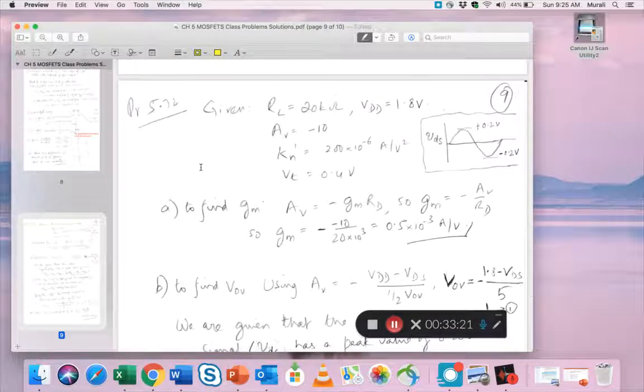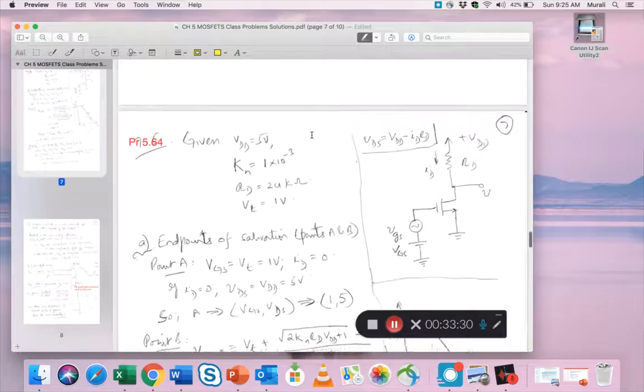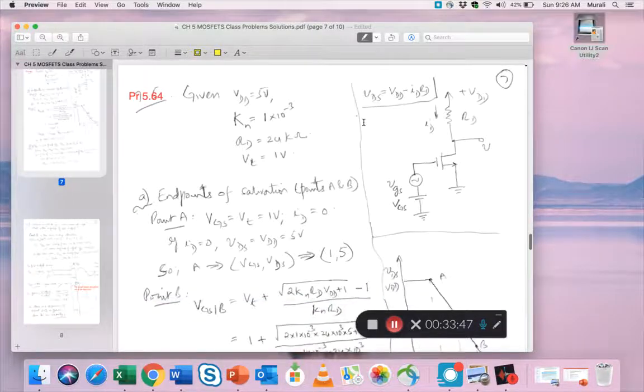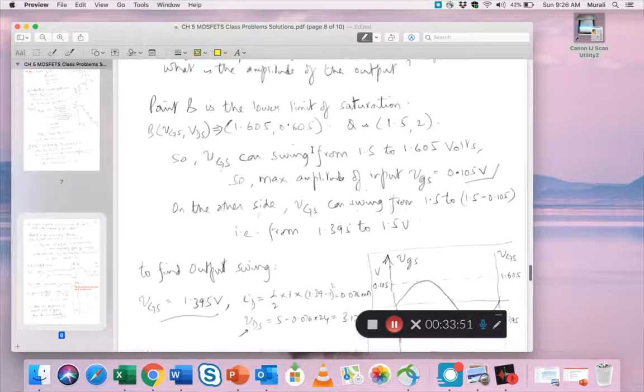So this is the example and this is the problem. So given RL is 20K, the circuit, I haven't drawn it, but obviously it's going to look like this, right? You have an RD, you have a VDD, you have a VGS. The output is the drain signal, VDS, that we have to find, and there's an ID, and we have this nice formula that we use all the time. So it's pretty much the same circuit. I didn't draw it again, but here we are.